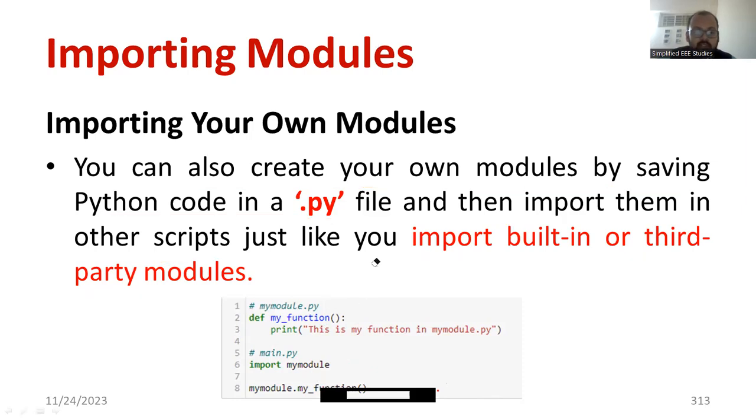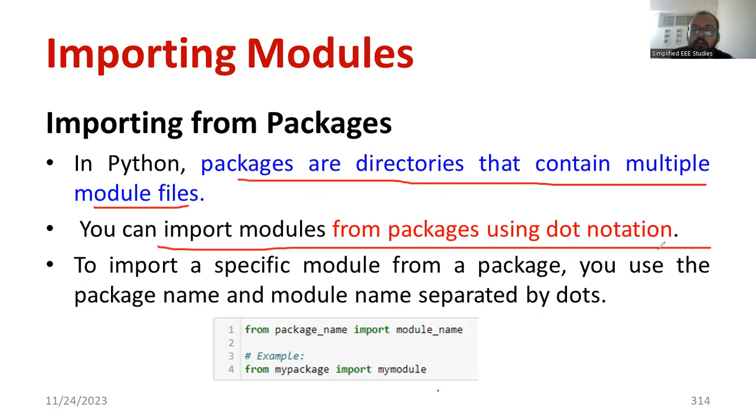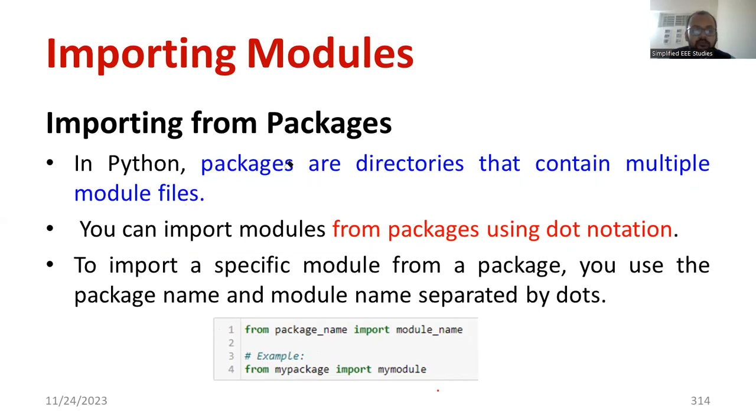Okay, now moving on to the further discussion. How to import packages? What are the methods to import packages? In Python, packages are directories that contain multiple module files. So you can import a module from a package using dot notation. This is the way to import packages. The syntax is: from package name import module name. Correct? For example, from math import sqrt, square root, factorial, like that. For example, from my package import my module. It's one example you can remember. I think it's clear to everybody.